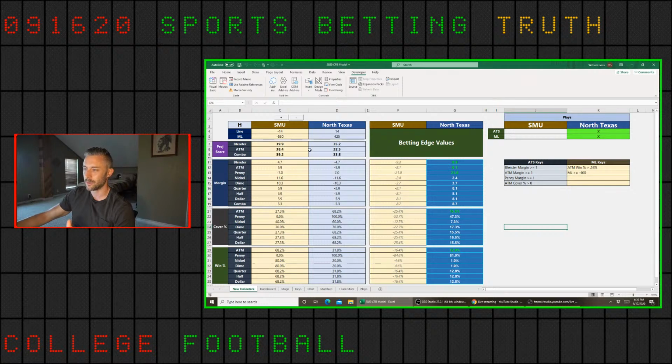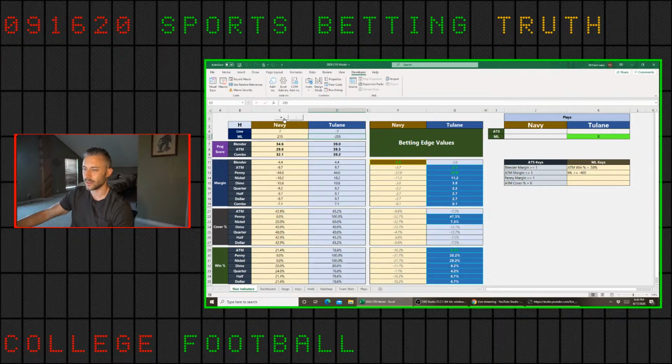SMU and North Texas. Remember, my eyeballing was correct. My model only thinks this is going to be about a 4 to 6 point game for SMU. So plus 14, plus 425 for North Texas makes sense. SMU did not look like world beaters against Texas State. And I think North Texas at worst is about the same as Texas State, if not better. So I like this one.